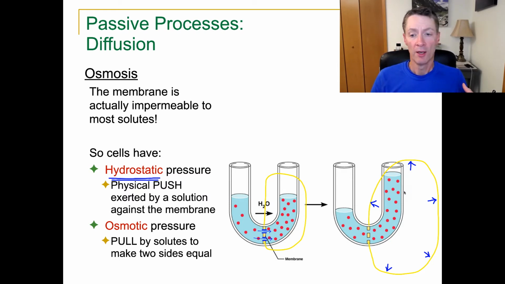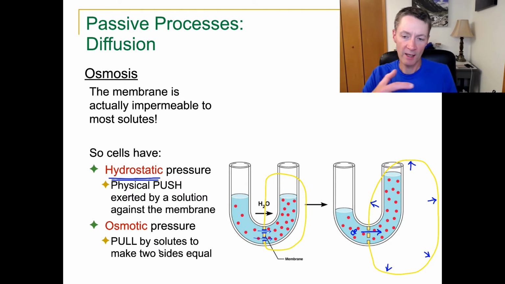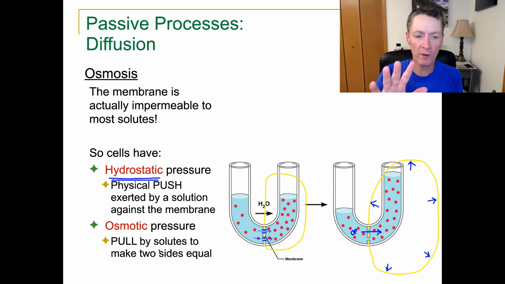Now, there's still going to be a movement of water into that cell as long as there is a more dilute situation outside of that cell, okay? The tendency for the water to move into that cell is called osmotic pressure, okay? So we have an osmotic pressure, which is a pull into the cell. Do you see how it's a pull into the cell?